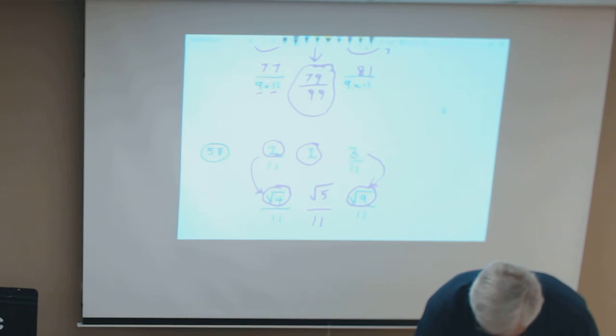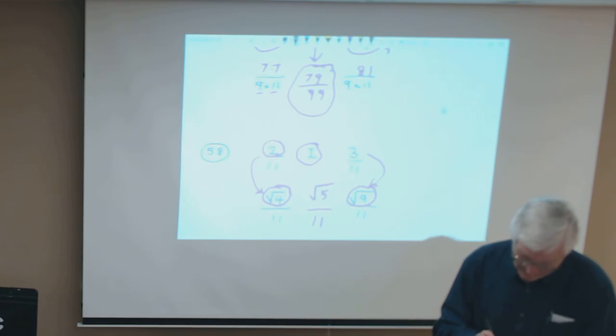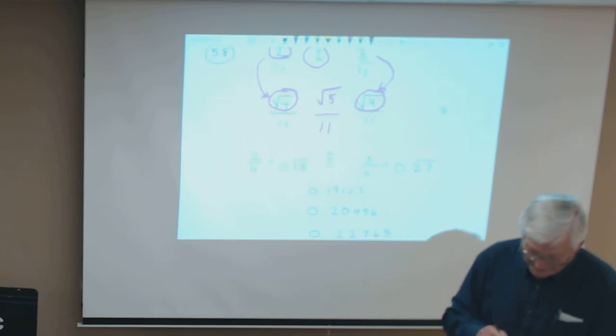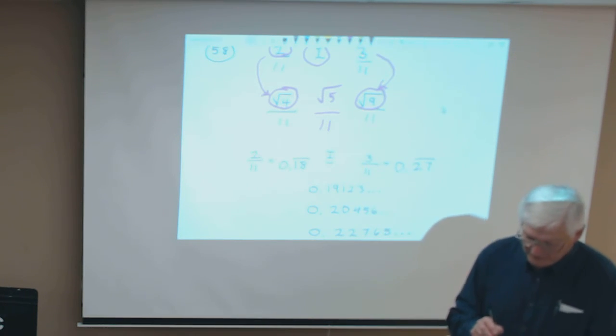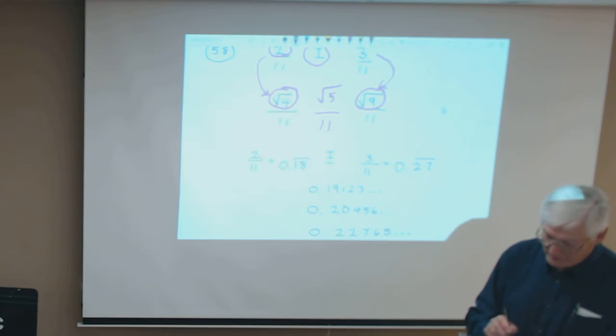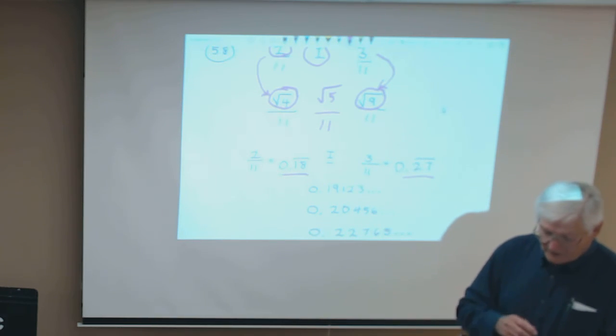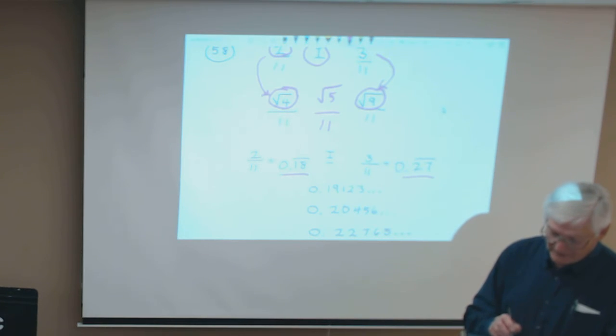2 divided by 11 is 0.18, and the 8 repeats. 3 divided by 11, well, let's go back to red. 3 divided by 11 is 0.27, and the 27 repeats. So find an irrational number between 0.18 and 0.27.